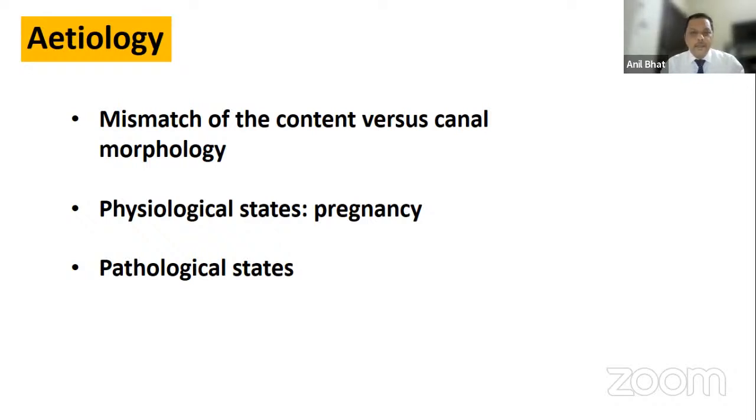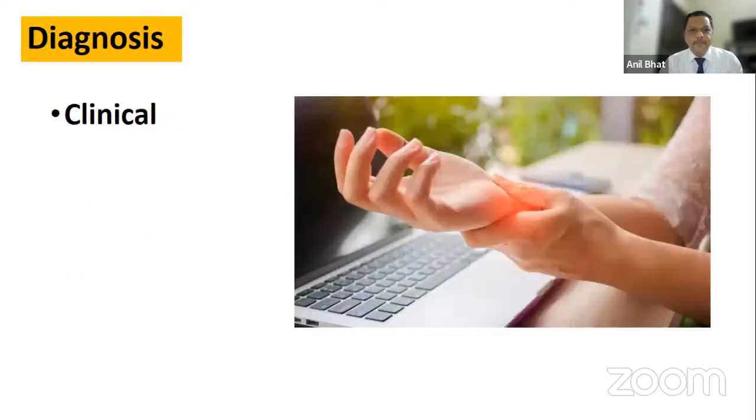It could be hypothyroidism, rheumatoid, diabetes, any of these things where there is an increase in the content size itself. It could be synovitis, it could be fluid, and so many other things. And rare things like anomalous structures can be there. So basically those are the etiology. But at the end of the day, it's just the mismatch which happens.